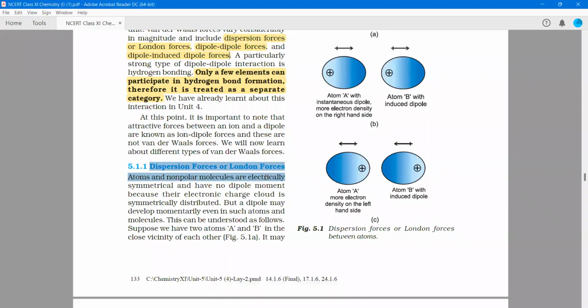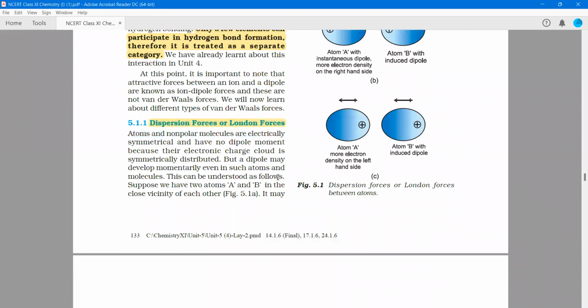Dispersion forces and/or London forces. Atoms and non-polar molecules are electrically symmetrical and have no dipole moment. When we are talking about single atoms, which are not connected with any other atom, with no bonds, that is why it is called an atom. Two or more atoms that are bonded are called molecules.